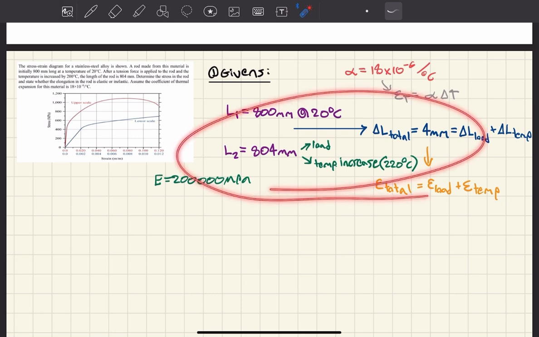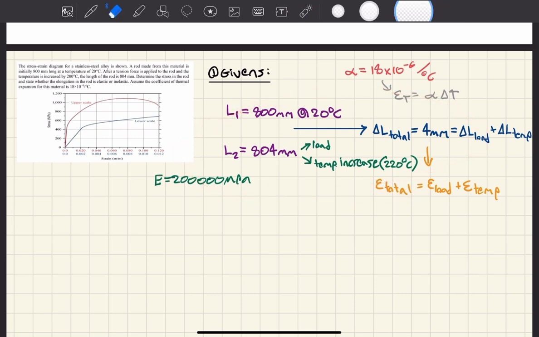Okay, I think givens is all done. We can move on to unknowns. In this question, we're trying to find, let me write this first, unknowns.